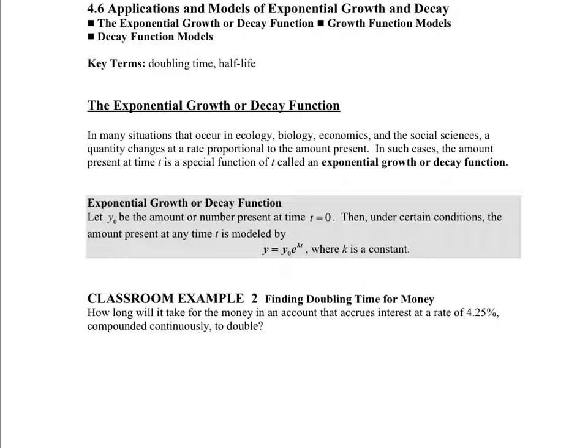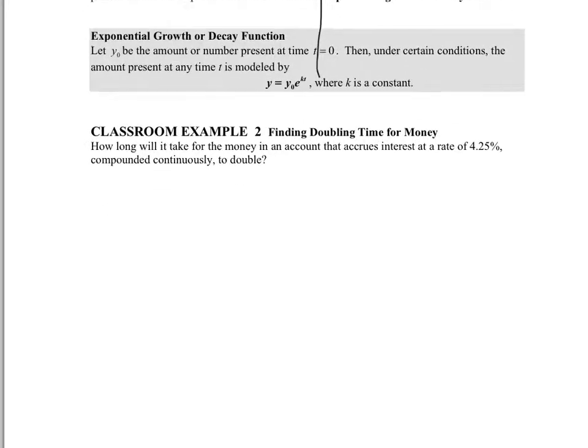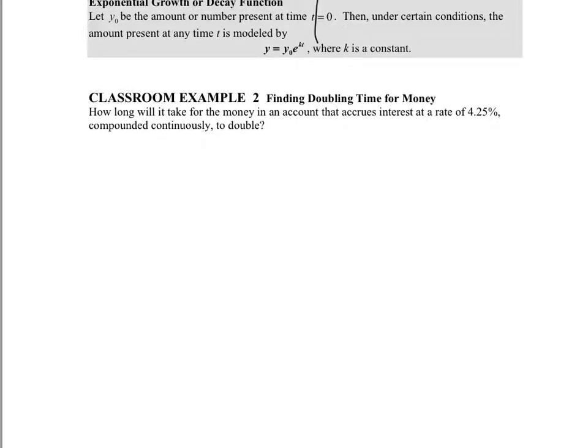So here's the first example we want to look at. We're going to see how long it would take for money in an account that accrues interest at a rate of 4.25% compounded continuously to double. Well, we already have the formula for interest that is compounded continuously. That is A equals P times e to the rt power.